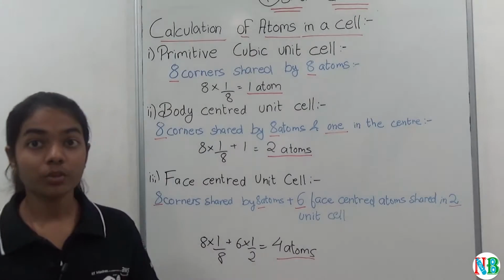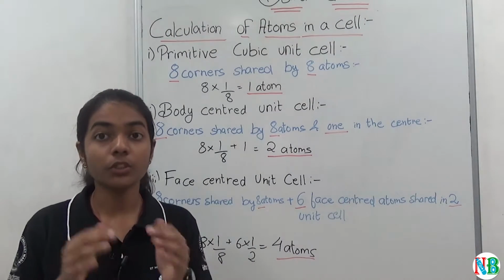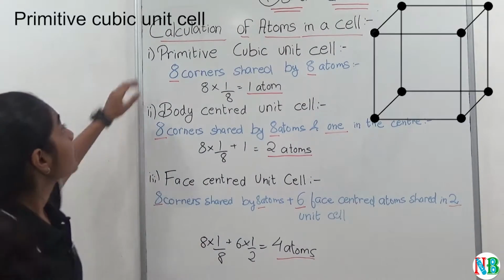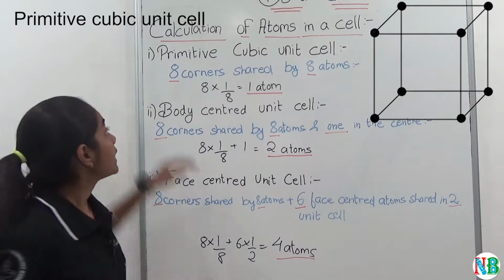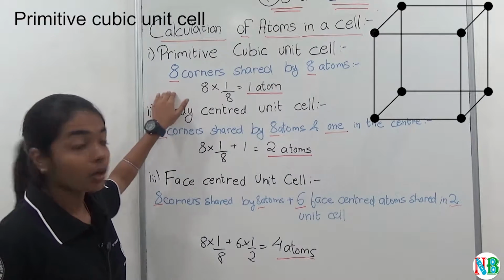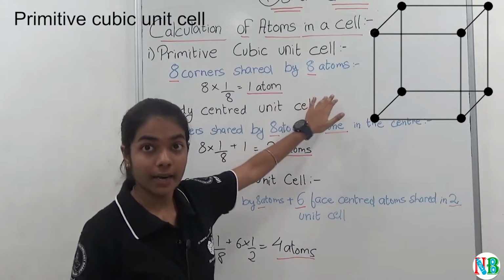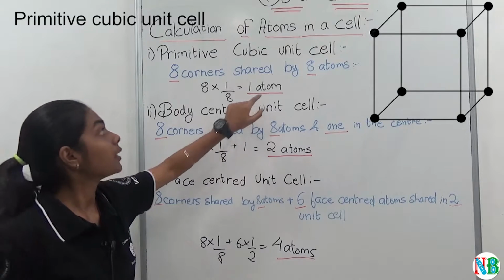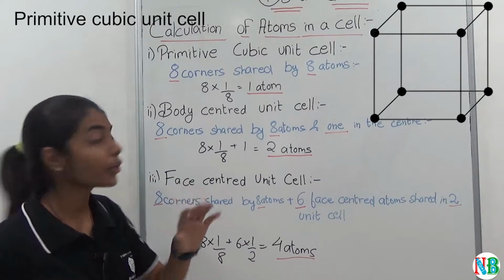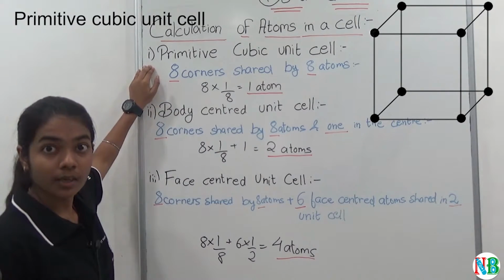Now we will look into the calculation of atoms in a unit cell. The first is primitive cubic unit cell. In primitive cubic unit cell, each corner, that is 8 corners, are shared by 8 atoms. So 8 into 1/8 will give 1 atom. That is, 1 atom is constituted in primitive cubic unit cell.